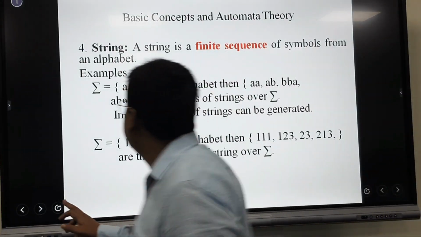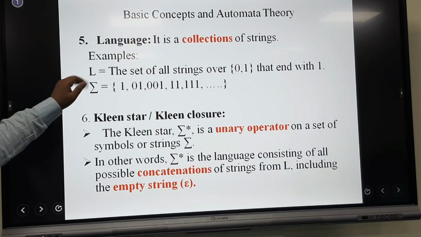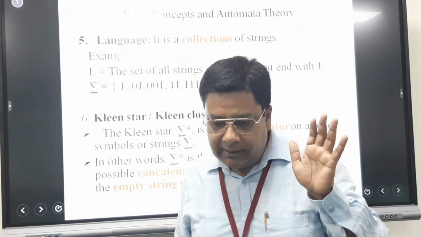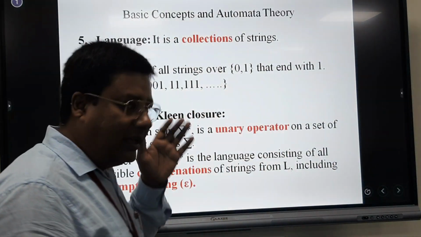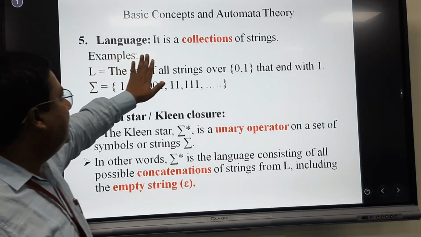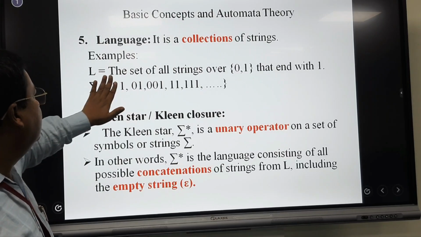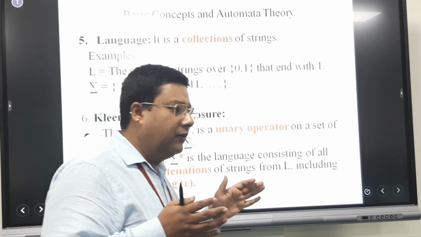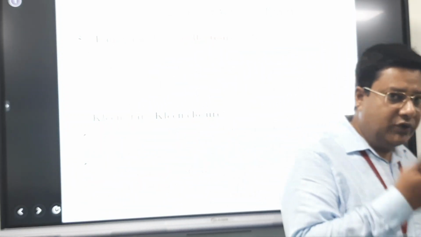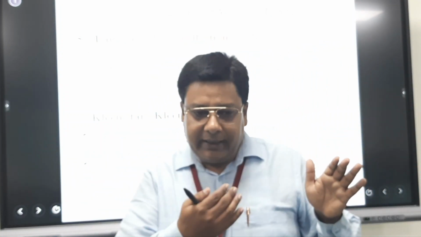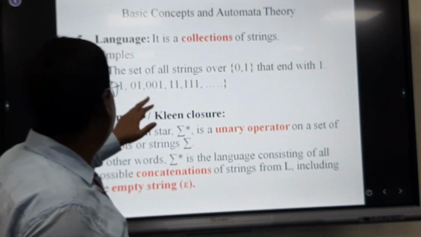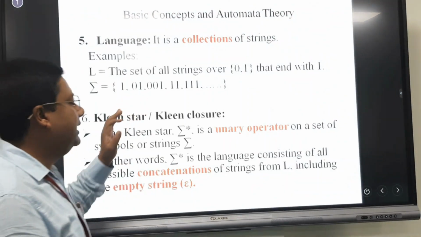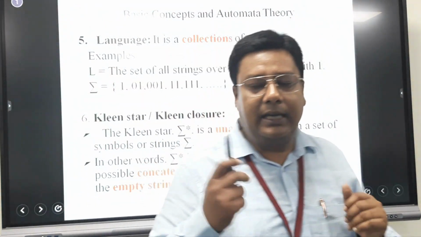Now come to the next: language. What is a language? We started from symbols, alphabets, strings, and now language. It is a collection of strings. A collection of symbols is known as a string, and a collection of strings is known as a language. L is the representation for a language. Any language in automata is represented by the capital L.